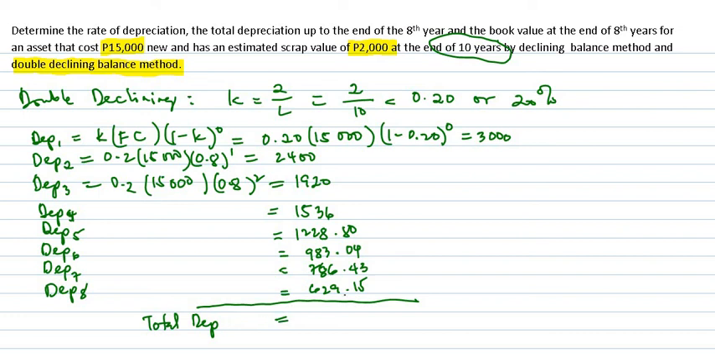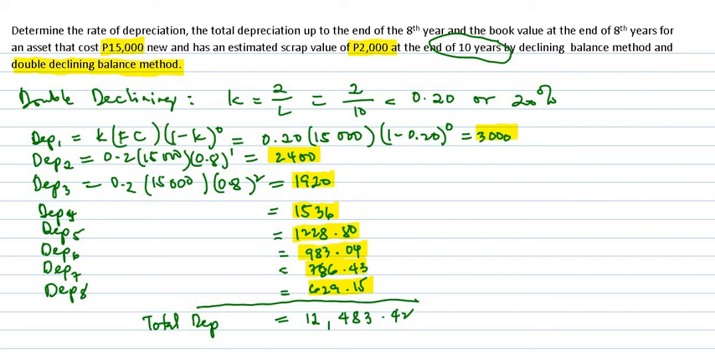So if we sum up this depreciation for 8 years, we have here the total depreciation. We sum up this one: 3,000 plus 2,400 plus 1,920 plus 1,536 plus 1,228 plus 983 plus 786 plus 629. All in all, that is 12,483.42.